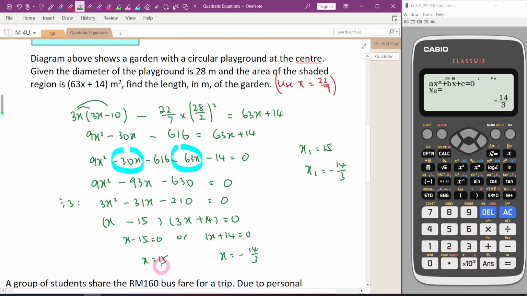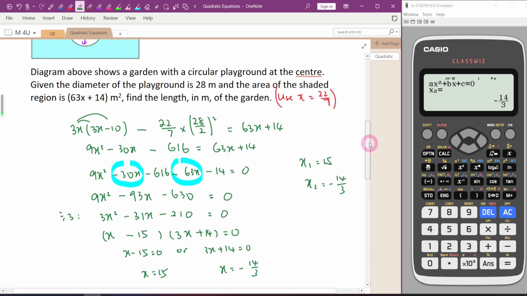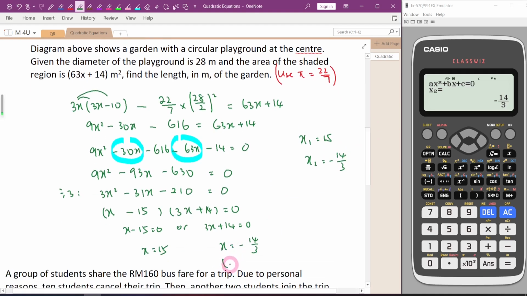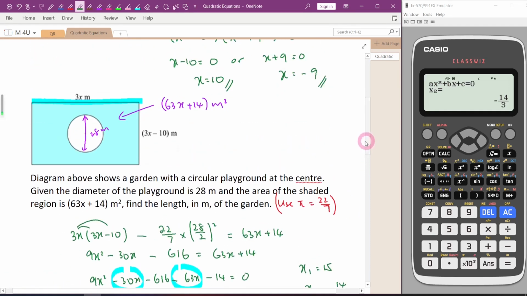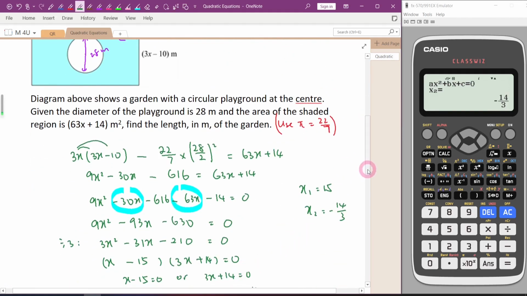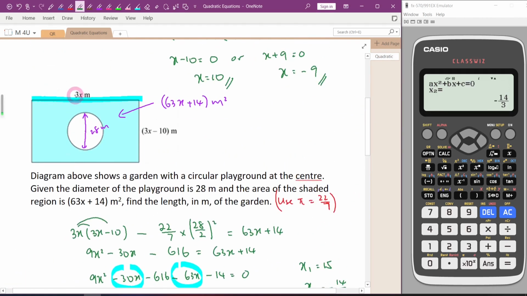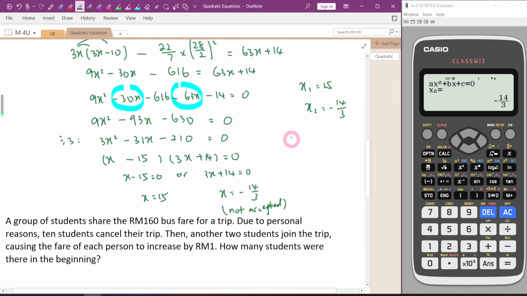So make sure that your answers are the same as the answers given by your calculator. Now, this is not our final answer yet. It is not accepted, or you can write rejected. Why do we not accept this answer? Because here, this is length, right? And width. If we substitute the negative answer here, we will get a negative number. Length cannot be negative. So we know that the length is equal to 3x, which is 3 times 15, 45 meters.